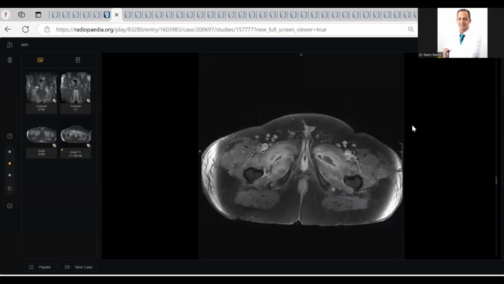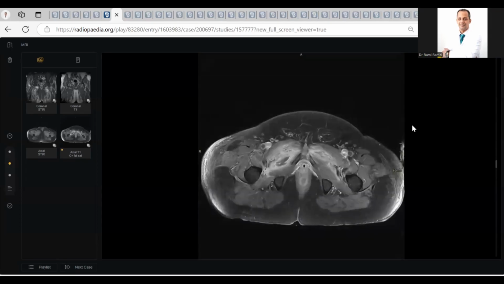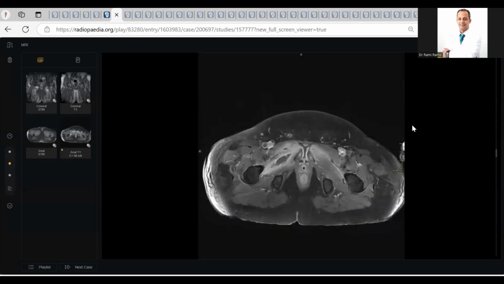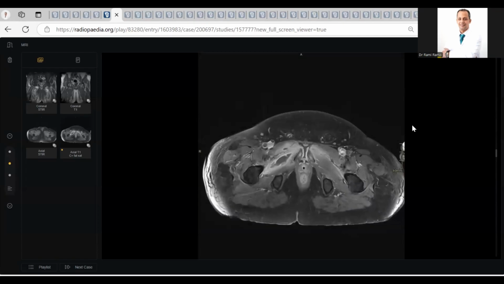What's your differential? I'm thinking of intramuscular. No, the pubic symphysis. Can you show me the pubic symphysis again, please? Yes, this is the symphysis. I could appreciate edema within the bilateral pubic bones and the pubic symphysis joint. So I'm thinking of septic arthritis and osteomyelitis of the pubic symphysis. Excellent. What will you do next? Intramuscular abscesses. Sorry. What will you do next?